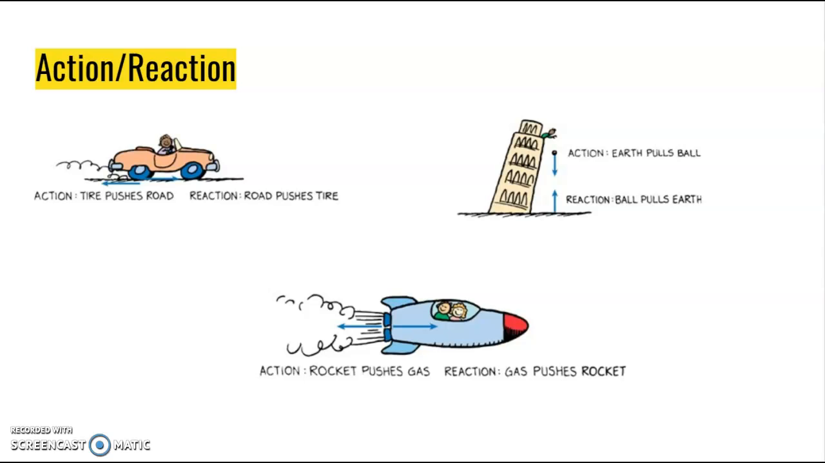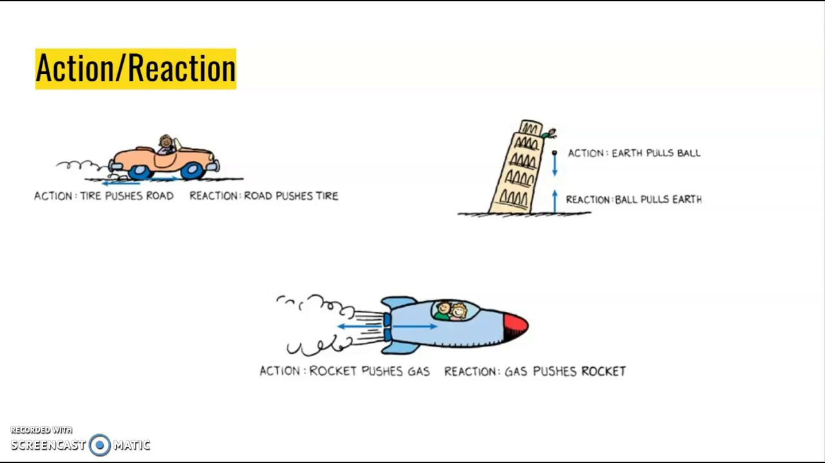Now, another interesting interaction. Let me take a step back. In the car example, this is an interaction between the tires and the road. To the right, we have a ball being dropped from the Leaning Tower of Pisa. Here, we're looking at the force of gravity acting on the ball. That force of gravity has to come from something, and it does. It comes from the ball interacting with the earth. So the two objects interacting here are the ball and the earth.